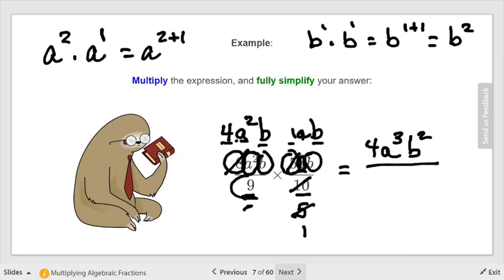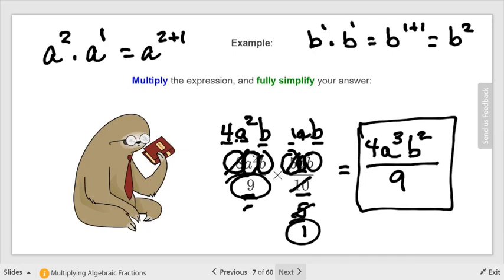Over in the bottom, all that I have left is 9 times 1, which is 9. And there's your completed answer. Piece by piece, one step at a time. Don't try to get ahead of yourself.